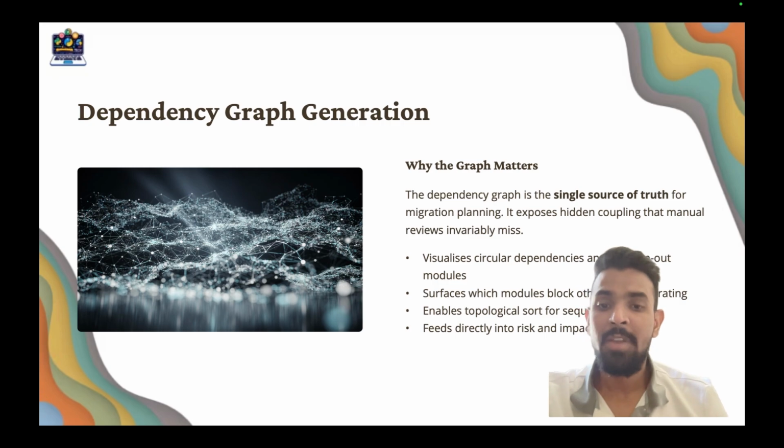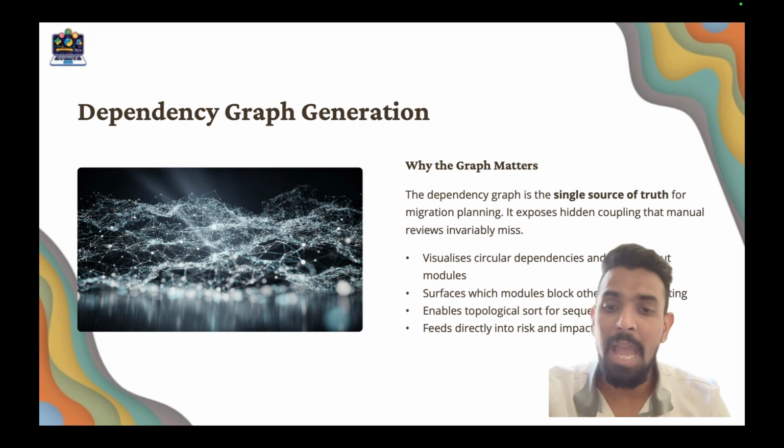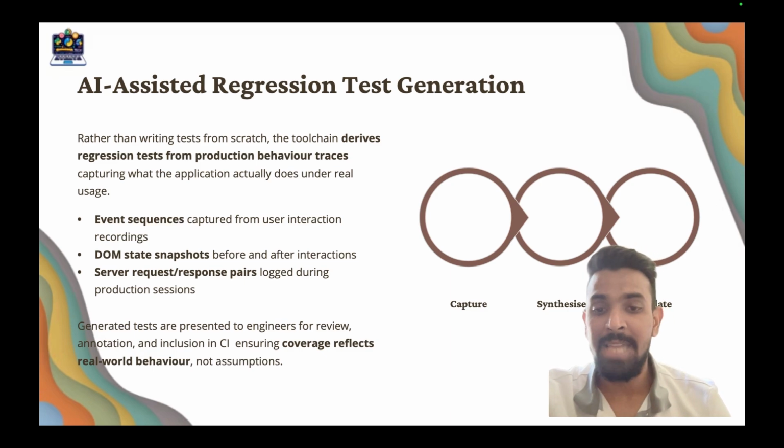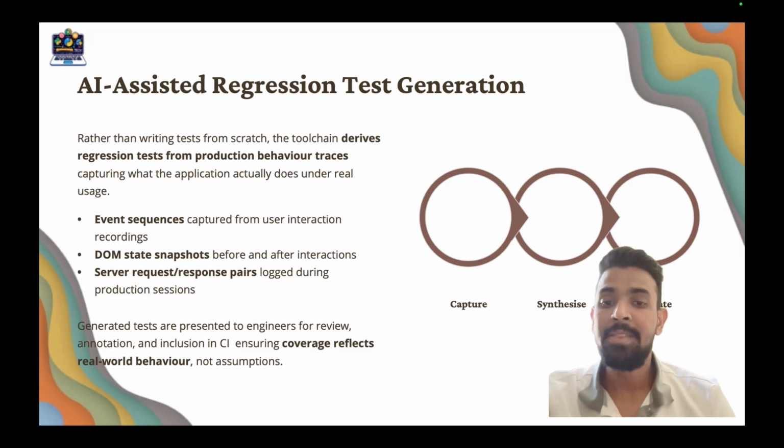So far, we have focused on understanding the application and planning the migration. The next challenge is ensuring that the migrated application behaves exactly like the original. That's where AI-assisted regression testing comes in.